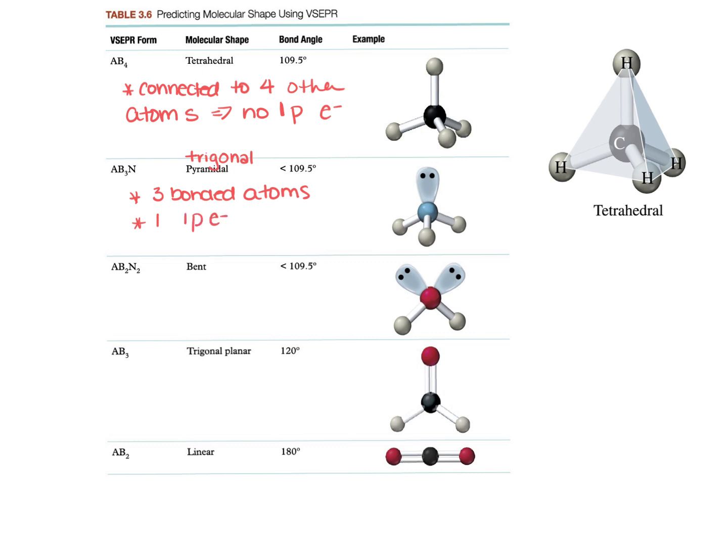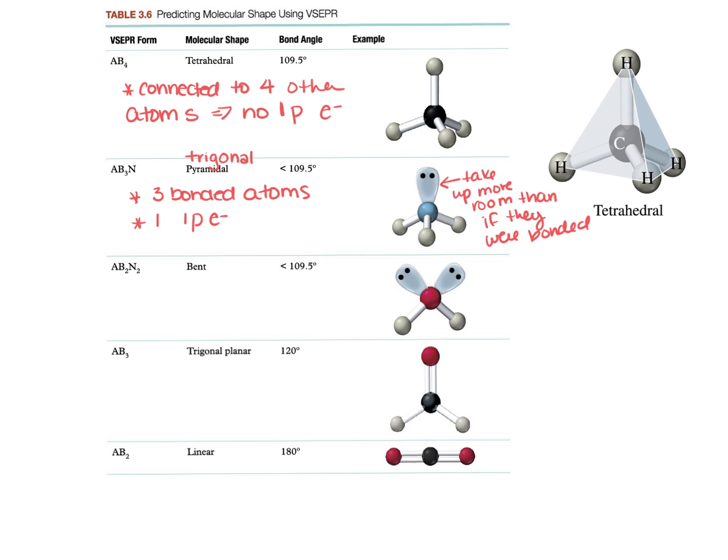Now, here's something that's kind of interesting here. These lone pairs, they take up more room than if they were bonded. And so what that means then is they squeeze these atoms here closer together. And so we find that their bond angle is less than 109.5. Okay, so the distance from here to here is less than 109.5.